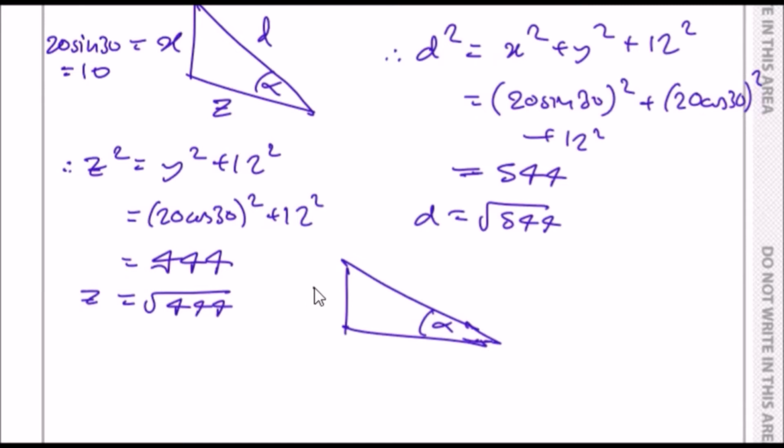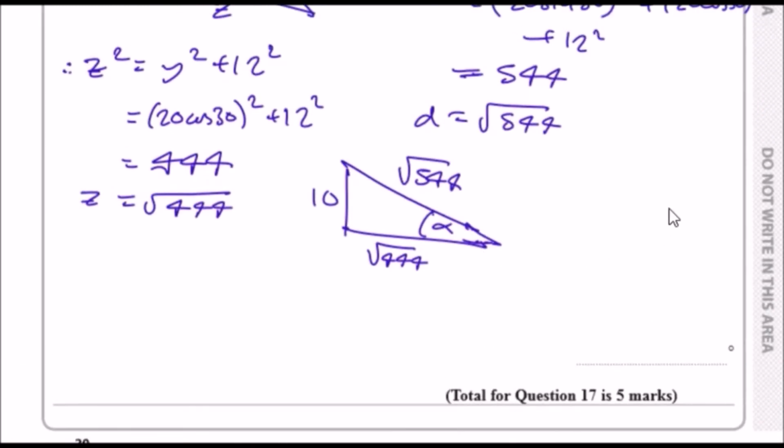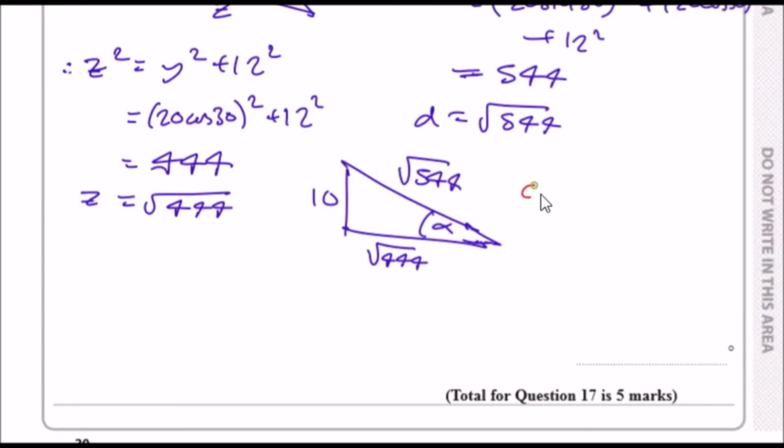With alpha here, this length is 10, this is root 544, root 444. Voila, that means to work this out we need to use the cosine rule now. So yeah, we're getting somewhere guys, we're getting somewhere. So this means cosine rule time. Okay, let's try this out.